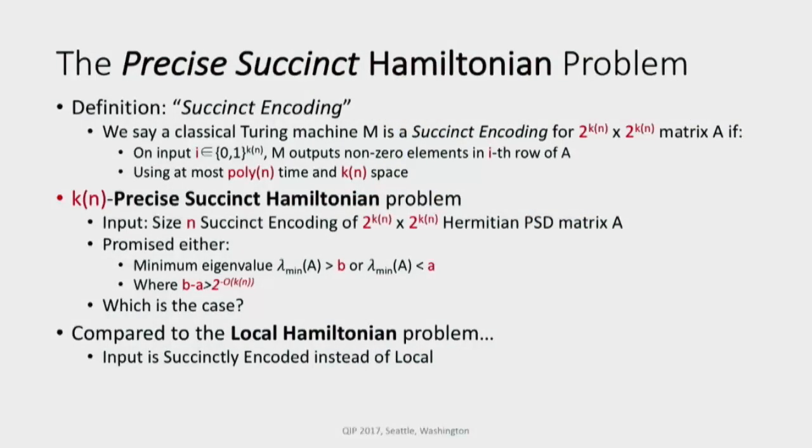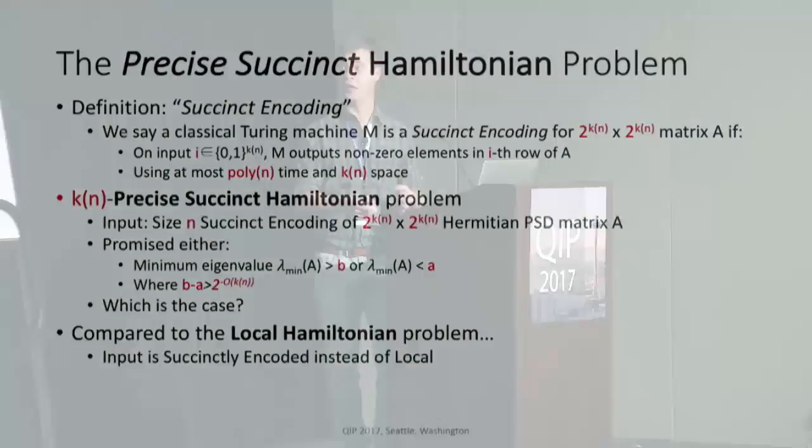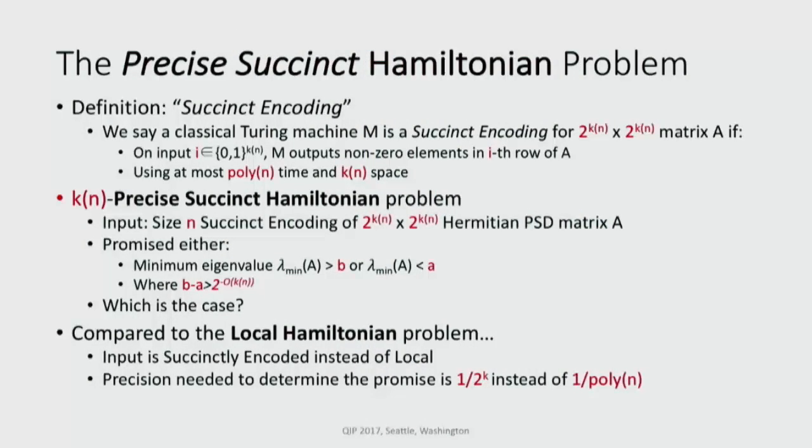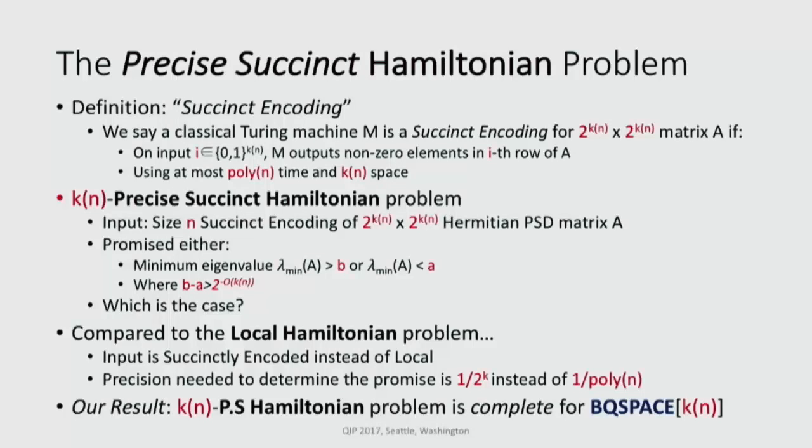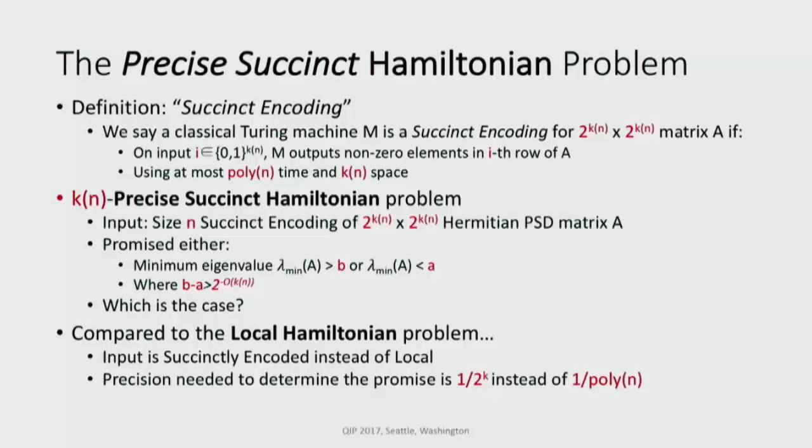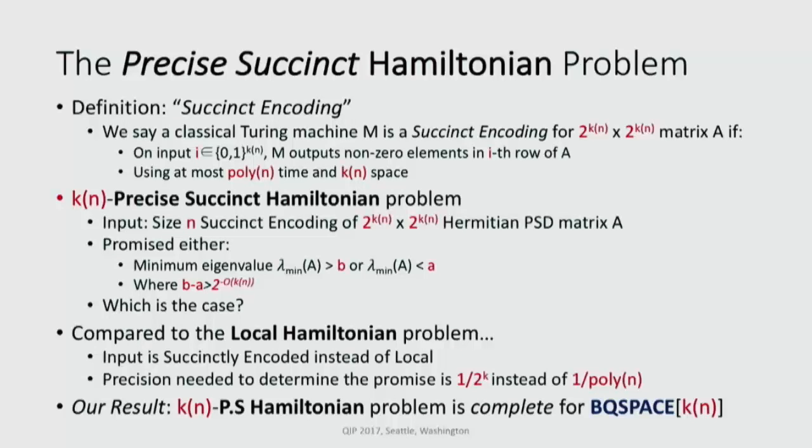The first is that the input is succinctly encoded, instead of local. It's a generalization of local. And two, the precision needed to determine the promise is inverse exponential in k instead of inverse polynomial in n. So that's why, by the way, it's called precise succinct Hamiltonian. All right, and our main result will be that the K of n precise succinct Hamiltonian problem is complete for this class BQ space K of n.